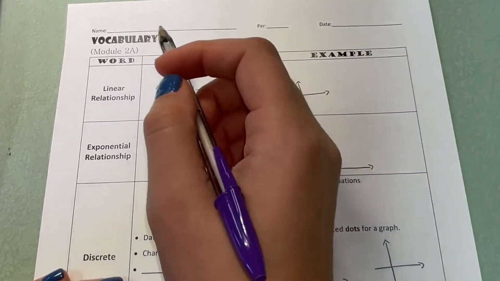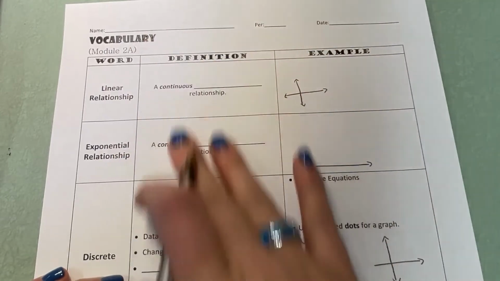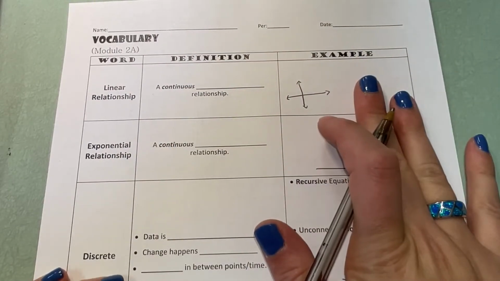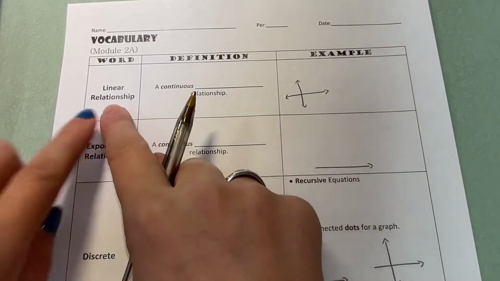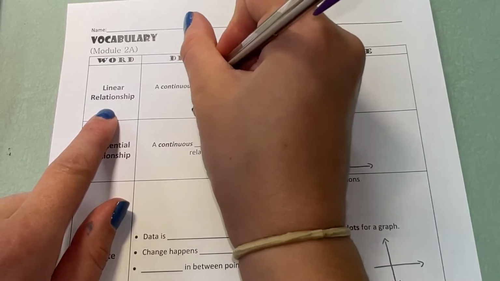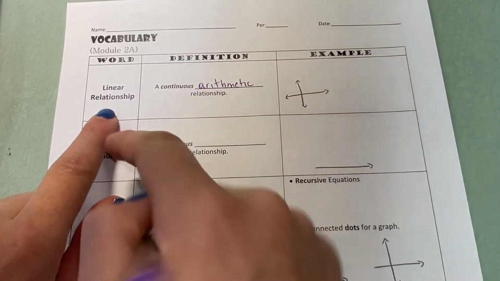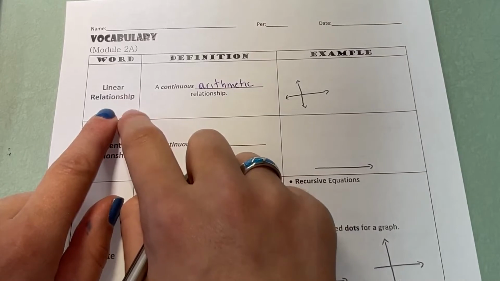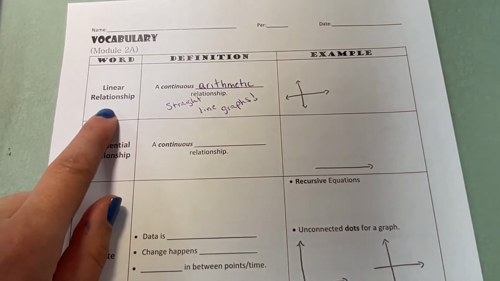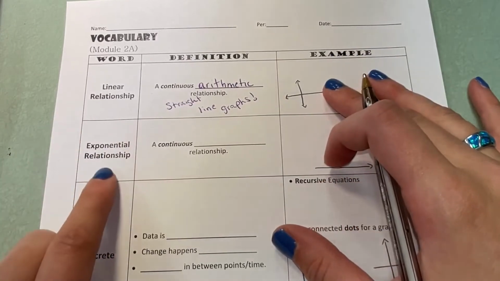All right, this is our vocabulary for Module 2A. So we're going to go through the definitions together, and then we're going to make examples in class together. A linear relationship is a continuous arithmetic relationship. What's really important, how you know something's a linear relationship, is we have straight line graphs. And again, we're going to do a couple of examples together in class after the video.